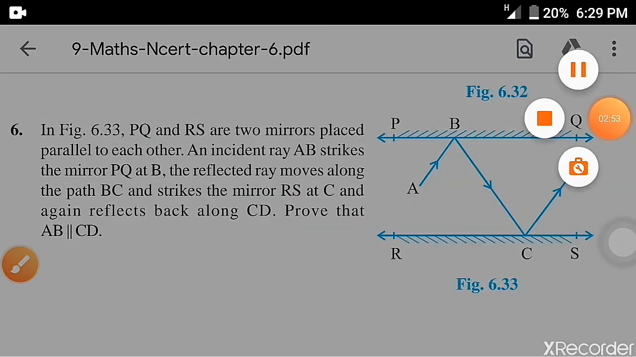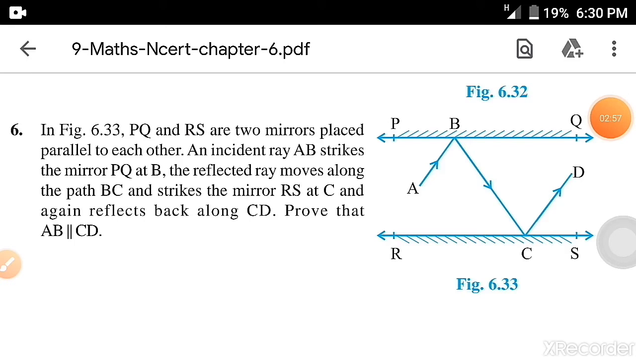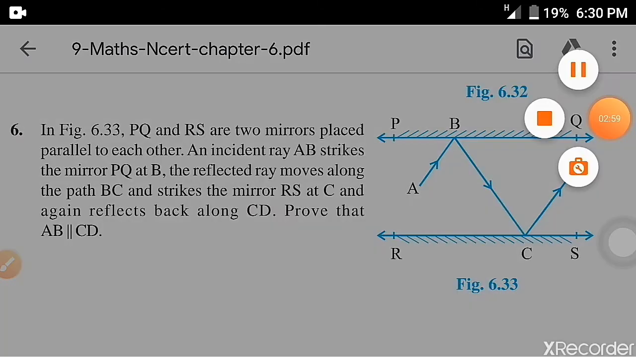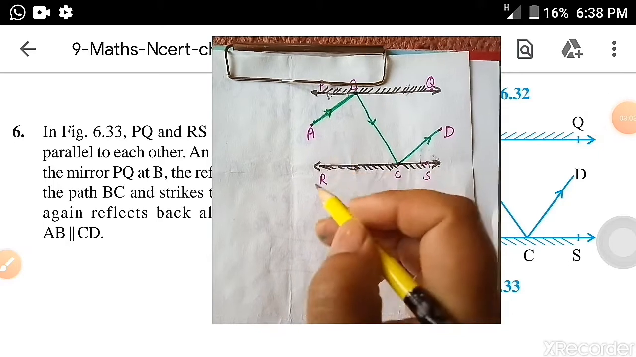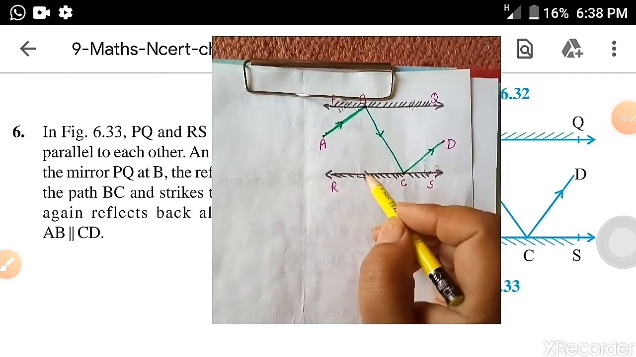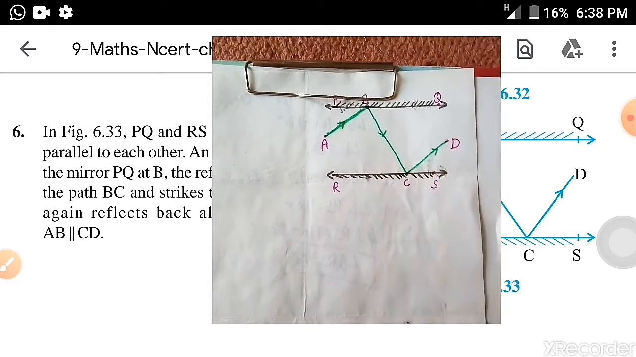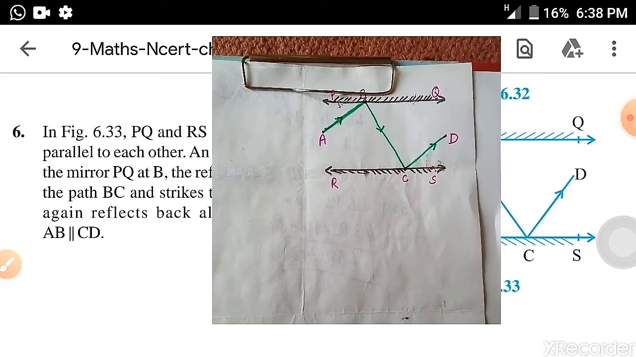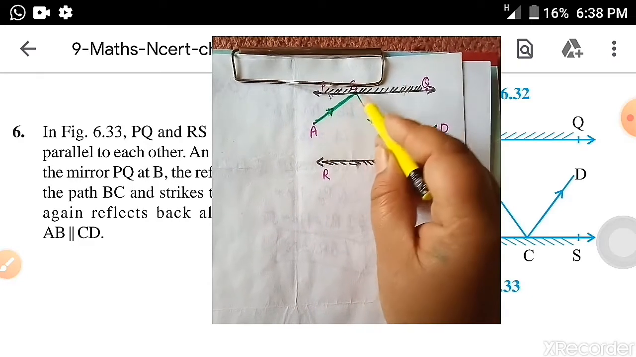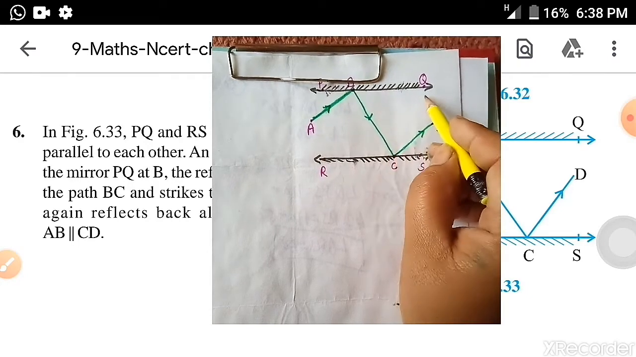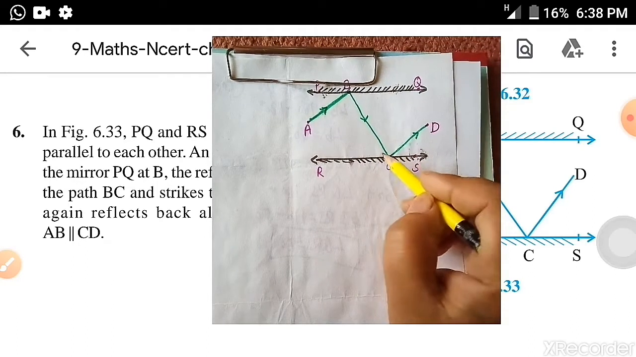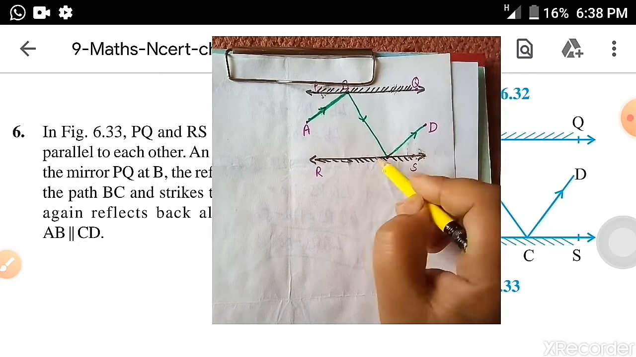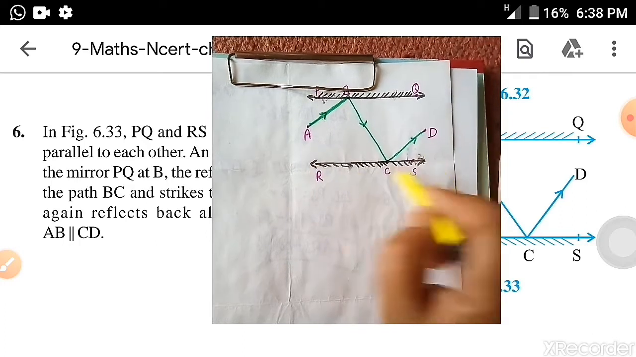I am showing you how to solve the question. Just have a look. I have made the figure for you. This is the figure of the question, and you are given two things. This is the incident ray for this mirror, and this is the reflected ray, and this reflected ray is the incident ray for this mirror and the reflected ray for the RS mirror.